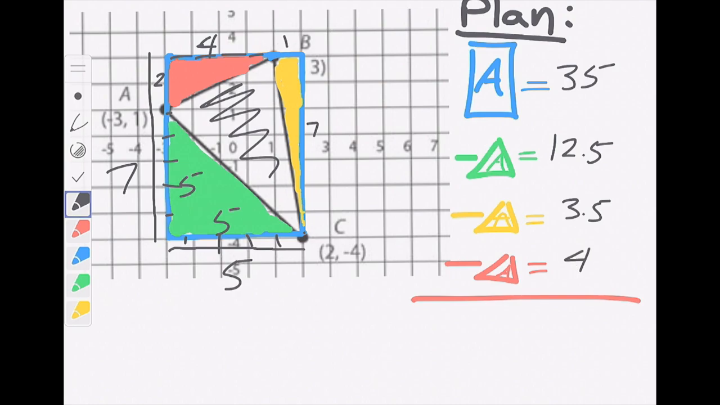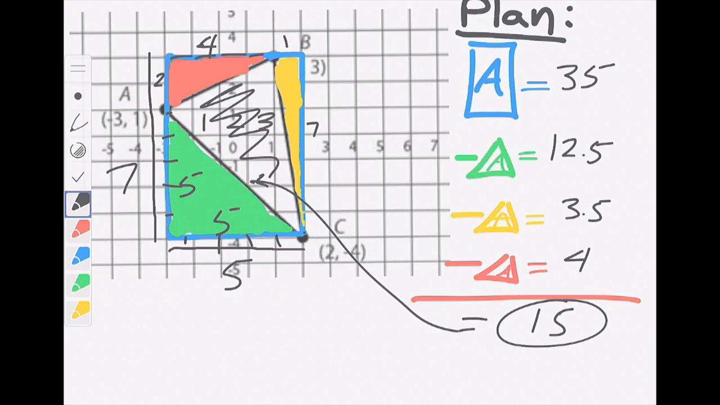And then you're just simply dialing that in, you can subtract it in your head if you want to. 35, take away 12.5, take away 3.5, take away 4. Comes out to be 15 spaces. And for the area that we're looking for, the area of the black triangle here. And then, again, by counting, you can see that actually seems to make sense.